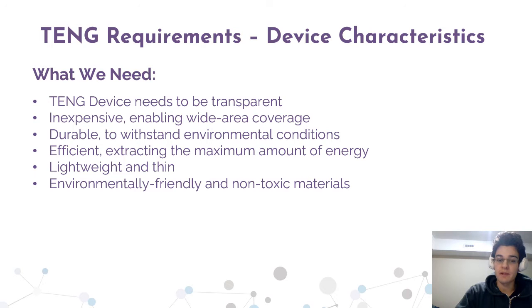This includes resistance to changing temperatures, precipitation, and debris. The devices should also be as efficient as possible, converting the maximum amount of energy from the rain to useful electricity. The devices should be lightweight and thin, minimizing their disruption to the function of the surfaces upon which they are integrated. And finally, since these devices will be outdoors, they should be environmentally friendly and not expose the environment to toxic materials.